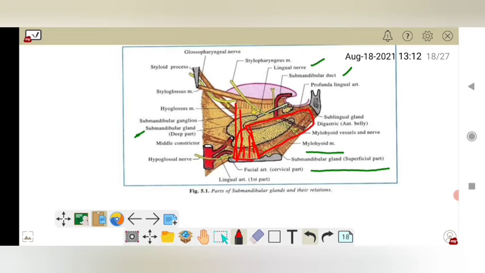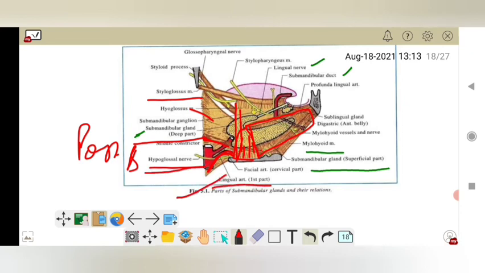And posterior part is related to posterior belly of digastric, styloglossus muscle, lingual artery. These are the relations of the posterior part of medial surface of superficial part. Now hypoglossal nerve and first part of lingual artery are also related. With lingual artery we have hypoglossal nerve. This is also related to the posterior aspect of medial surface.